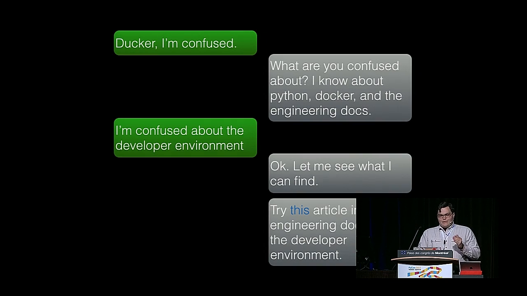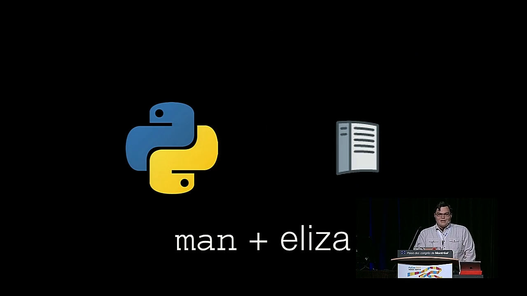What if you were able to talk to a chatbot that had full knowledge of your docs, knew how to pull out keywords, and could parse them so that you could have a conversation with a chatbot, do rubber duck debugging that way, and end up with a meaningful answer before you've had to bug somebody else on your team or somebody who's a mentor to you? And so that's kind of what Ducker is. It's a combination of man pages and Eliza, the chatbot.